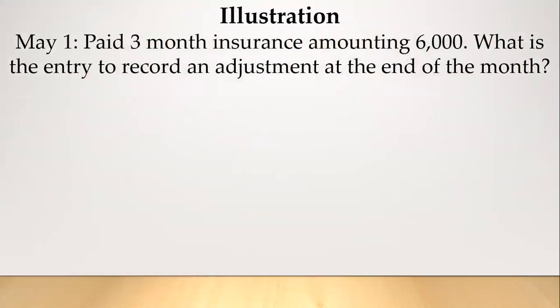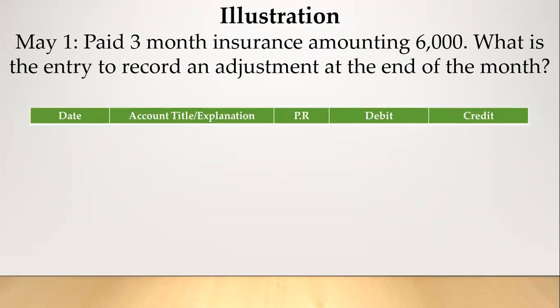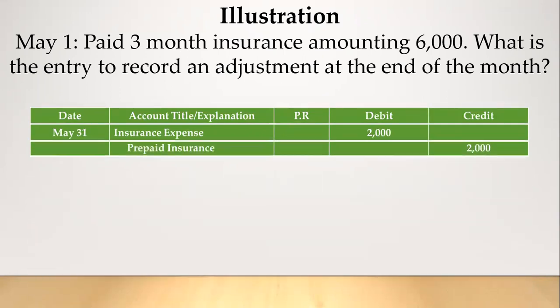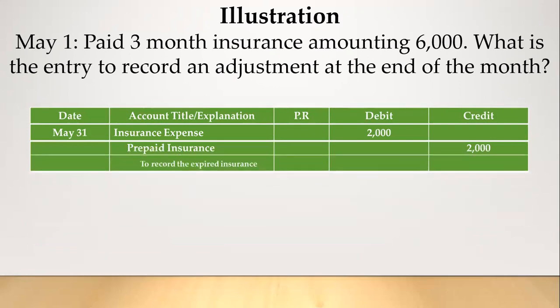On May 1, paid 3-month insurance amounting to 6,000. What is the entry to record an adjustment at the end of the month? On May 1, we paid insurance good for 3 months, that would be 6,000. So the record on May 1 would be prepaid expenses, debit 6,000, and then cash credit 6,000. At the end of the month, May 31, what would be our entry? We need to record the insurance expense. That would be debit 2,000, and then prepaid insurance credit 2,000 to record the expired insurance.